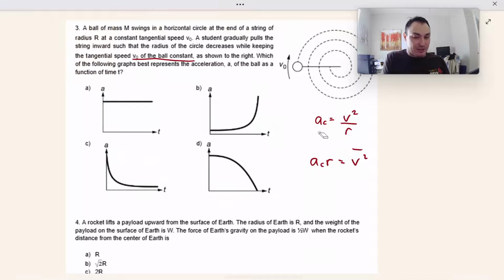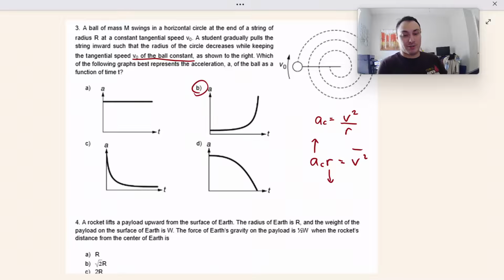This side remains constant. As we pull this ball in, the radius is going to decrease, which means acceleration should increase. There's only one of these graphs that's showing acceleration increase versus time, and that's B. A is constant, C and D are decreasing, so B has to be the right answer. Now whether it's a linear function or an exponential function, you don't need to know because there's only one that's increasing. We're not given the rate at which he's pulling in this ball, so we don't know that for sure.